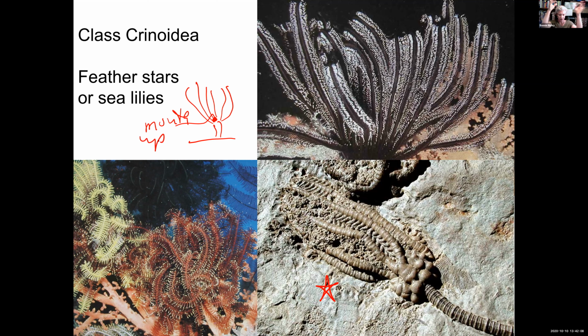So we see them in coral reefs. We see them in the deep sea. We don't have any nice preserved specimens. We do have fossil crinoid plaster casts that you can look at in lab.